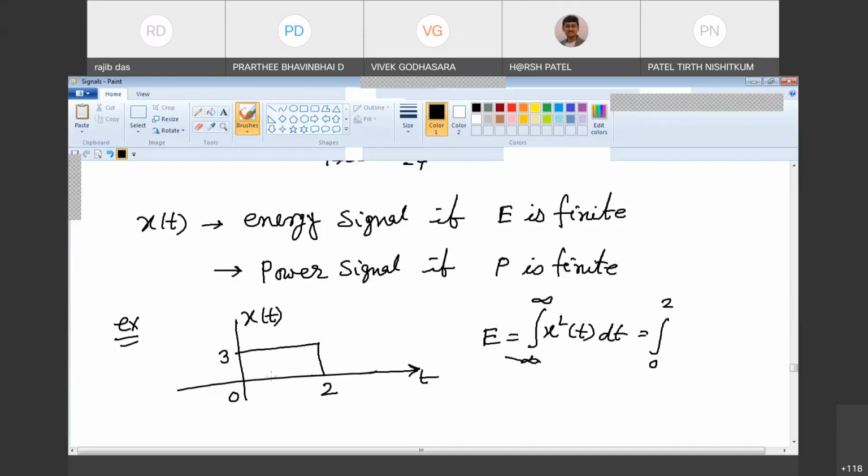And within this region, this value is 3 only. So it is always 3. So 3 squared, and it is dt. So 3 squared is 9, taken outside, and the integral of dt is the width, which is 2. So we can multiply 9 into 2, which is 18 units. Okay, is it correct?